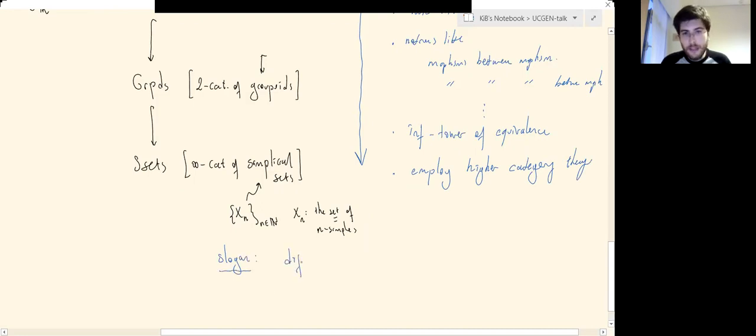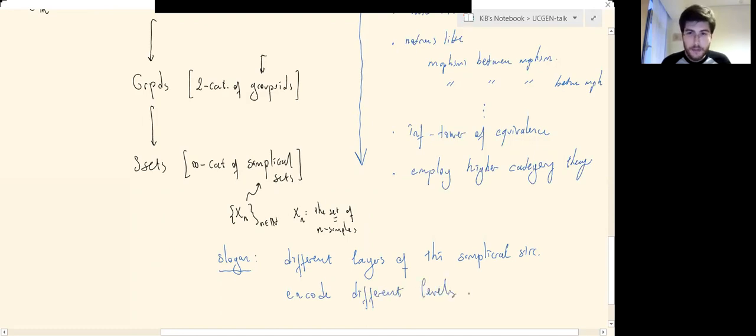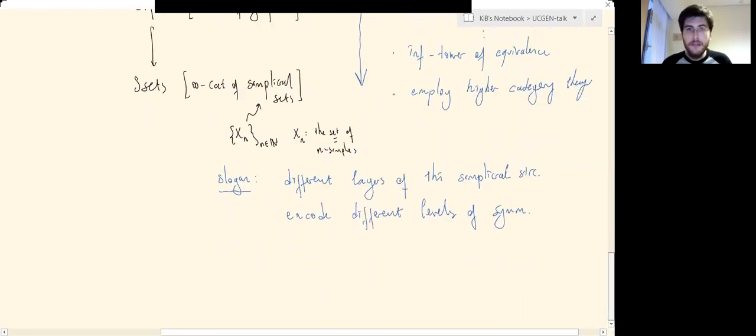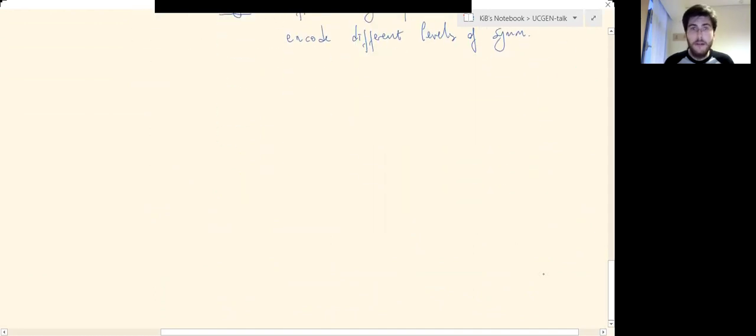And maybe the nice observation, as our slogan, this will be crucial: the different layers of the simplicial structure encode different levels of symmetries. And maybe the intuitive picture is like this. Maybe you will understand better. This procedure is called the simplicial enrichment sometimes.